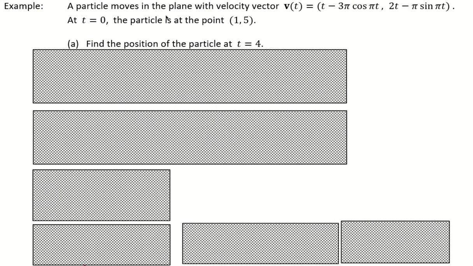At t equals 0, the particle is at this position. At t equals 0, this sounds like an initial value. Find the position of the particle at t equals 4. So we have velocity and we want position.